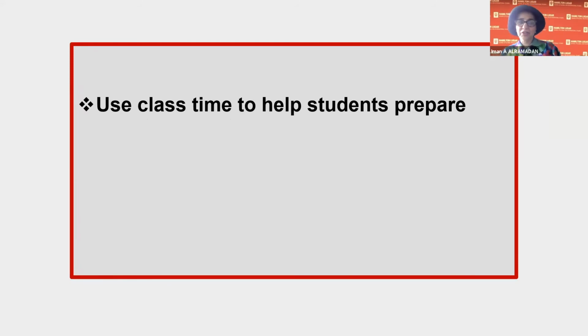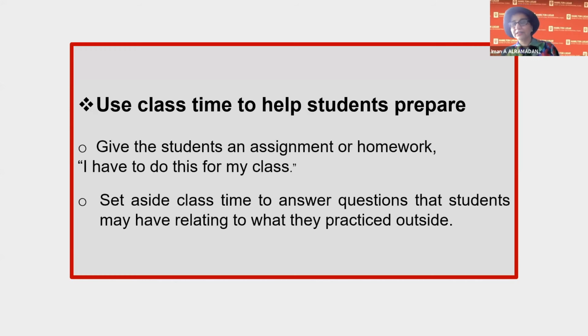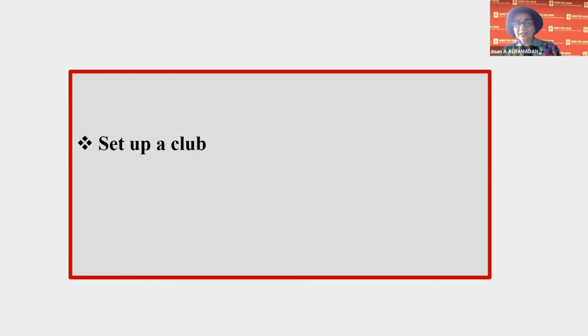The second strategy is use class time to help students prepare. So you give students an assignment or homework, and they know I have to do this for my class. And then you set aside class time to answer questions that students may have relating to what they practiced outside of the classroom.